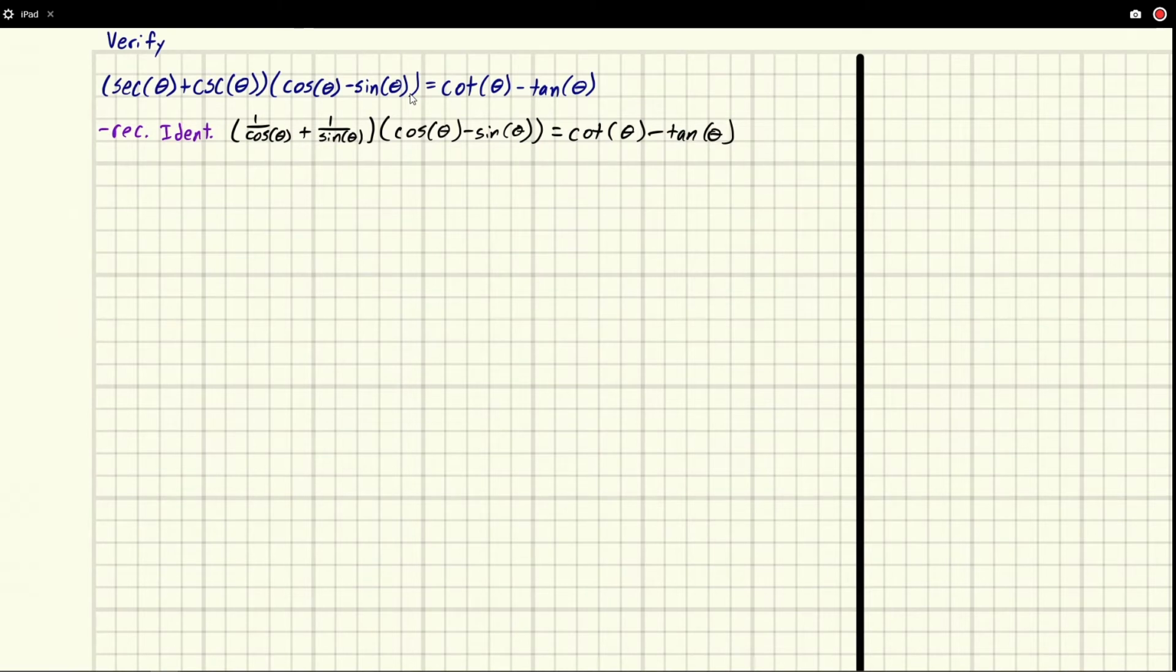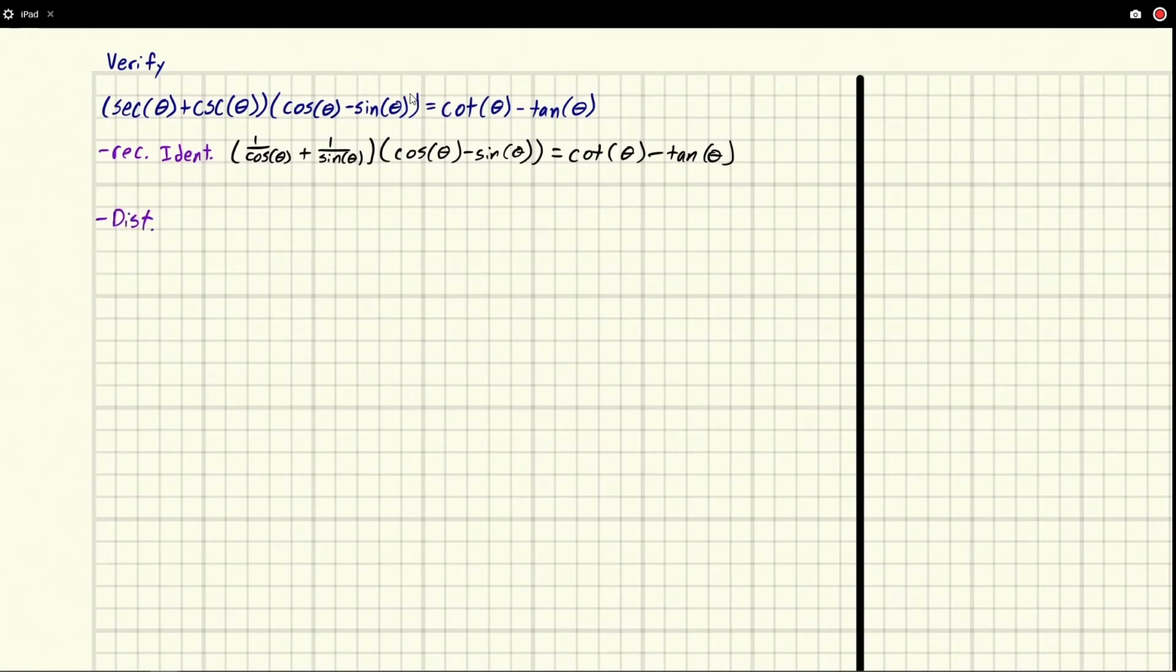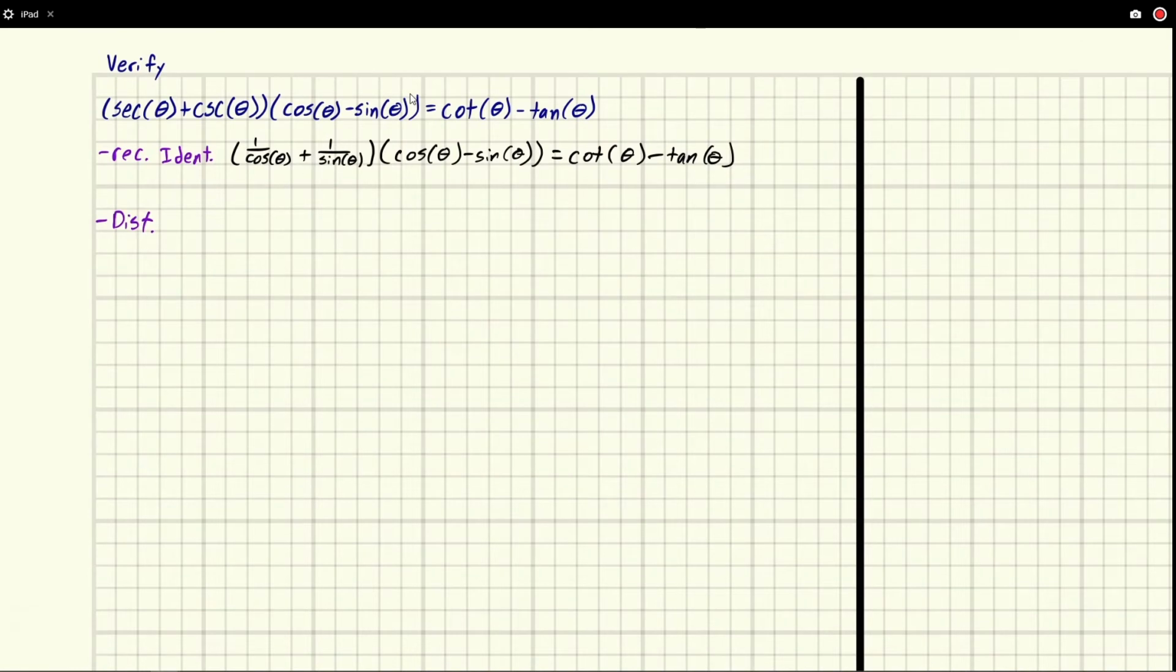So let's go ahead, and our next step will be distribute. So let's write that in. Distribute. I'll just write dist for distribute. So 1 times cosine theta is going to simplify to 1. And then cosine theta times sine theta, this is going to be negative sine theta over cosine theta. I'm going to leave them in terms of sines and cosines. You could write tangent theta if you really want to.